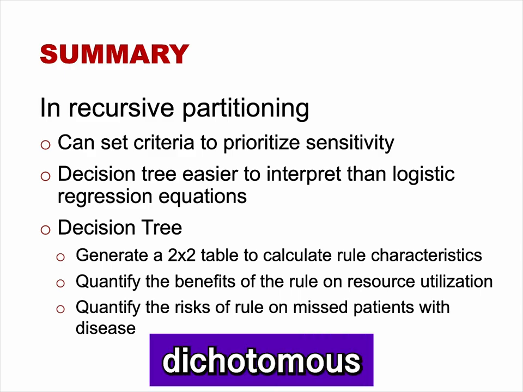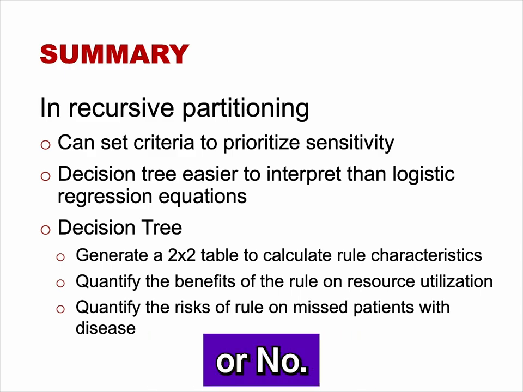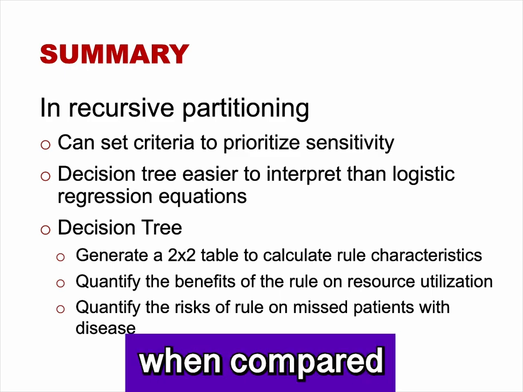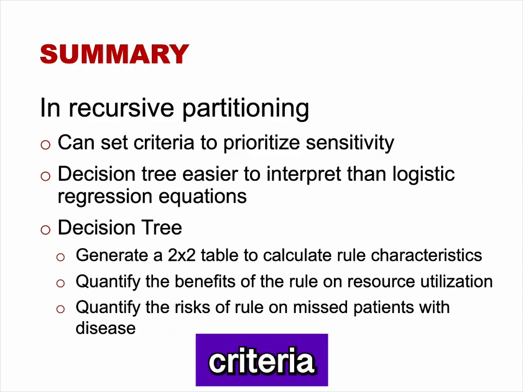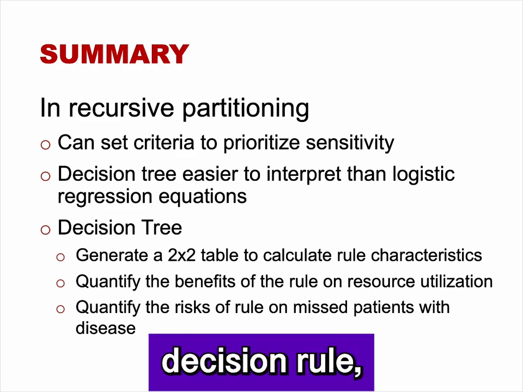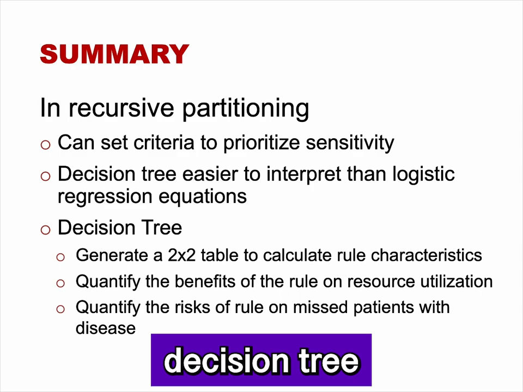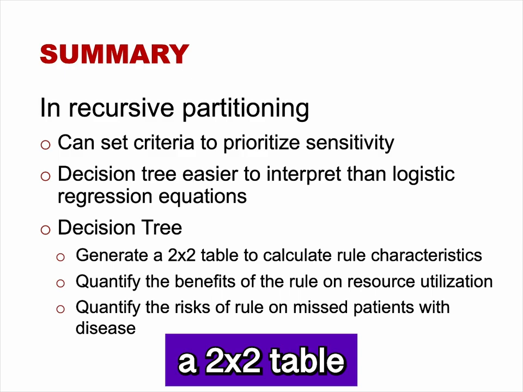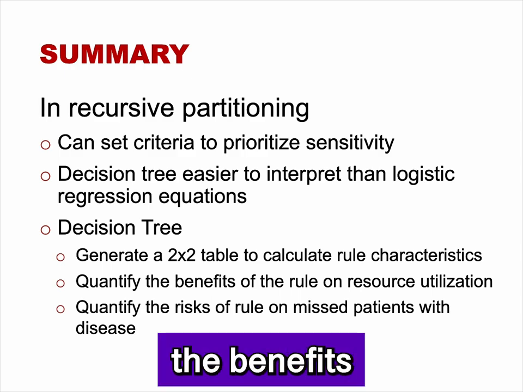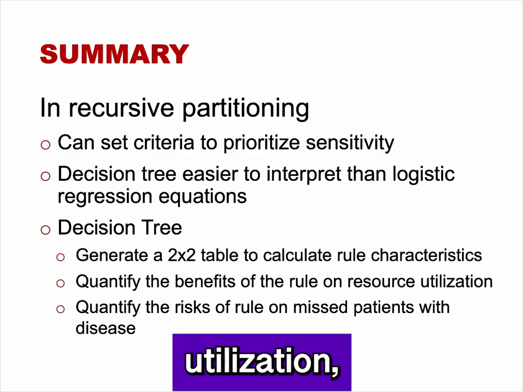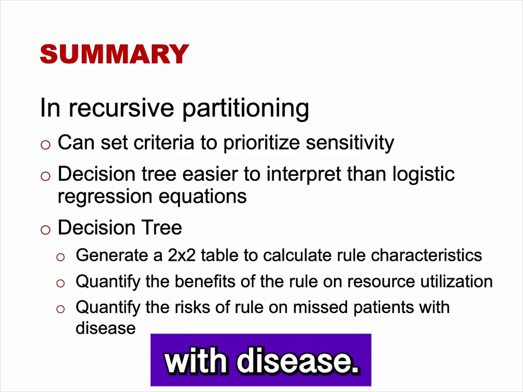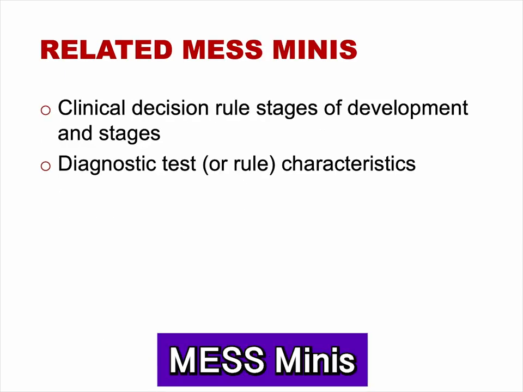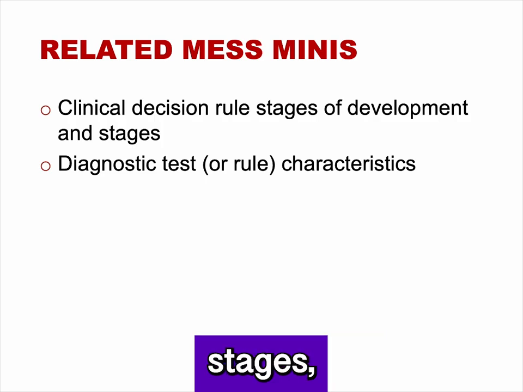Recursive partitioning is used with dichotomous categorical outcomes, such as yes or no. The benefits of recursive partitioning when compared to logistic regression are that you can set criteria to prioritize a high sensitivity, which is one of the goals of deriving a clinical decision rule, and that the output is in the form of a decision tree that is easier to interpret than logistic regression equations. From a decision tree, you can generate a 2x2 table to calculate rule characteristics, quantify the benefits of the use of the rule on resource utilization, and quantify the risks of the rule on missed patients with disease. Related MES minis include clinical decision rule developmental stages and applicability, and diagnostic test or rule characteristics.